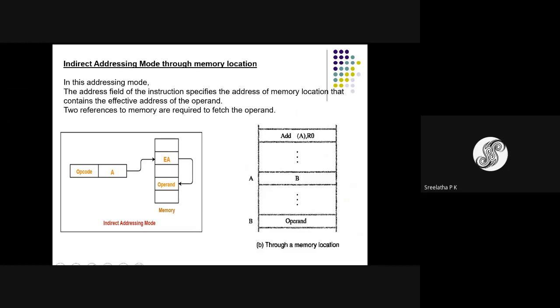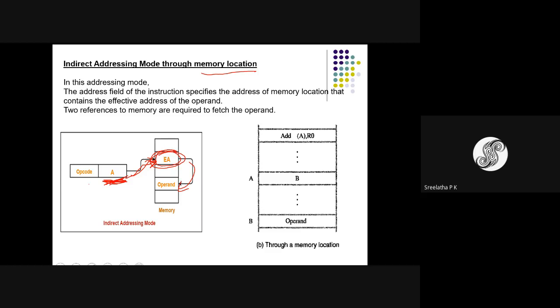Indirect addressing mode: the operand address is not directly mentioned in the instruction. There is an address, but at that address location, it gives another address where the actual operand is present. The address given in the instruction is not directly telling where the operand is present. It gives an address, and in that address the actual address is present. This is indirect addressing through memory location. In the instruction, the address given is a memory location address, and the content of it gives the effective address of the operand.